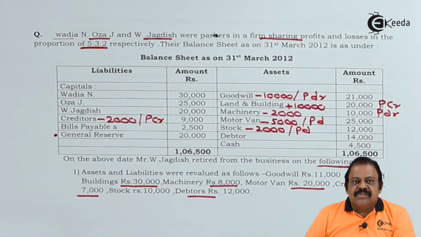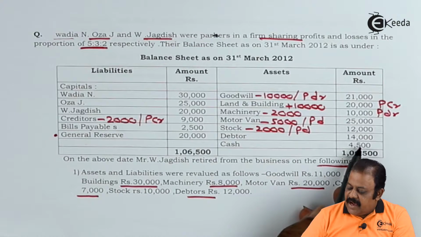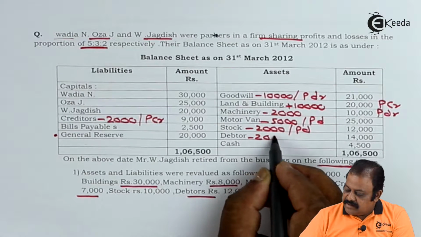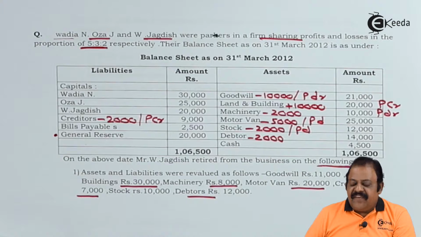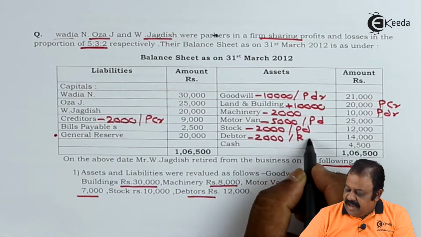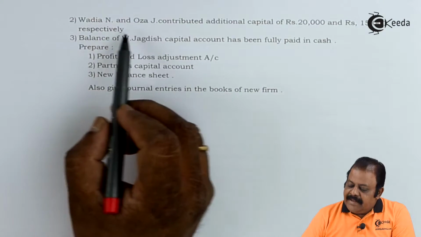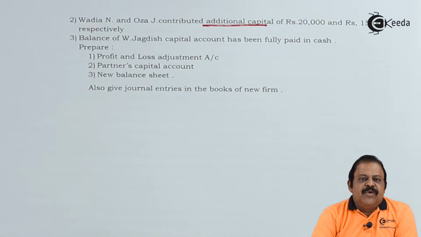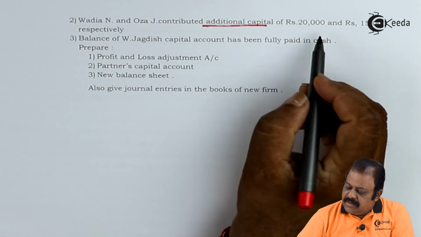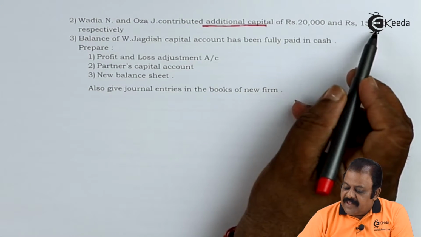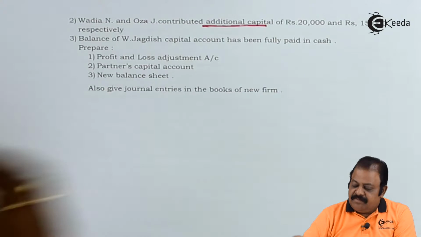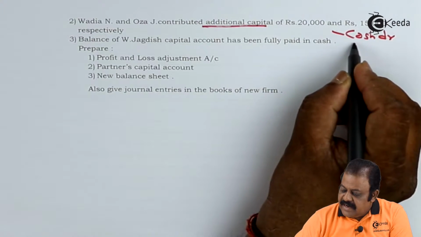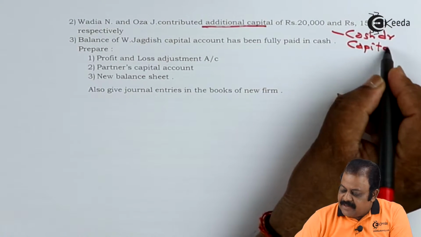Debtors 12,000. Here on the asset side we have debtors 14,000. It is reduced by 2,000. Second effect, revaluation account debit. Wadia and Oza contributed additional capital. This is a new adjustment. Here they have brought additional capital of 20,000 and 15,000 respectively. This will be debited to cash account and credited to their respective capital accounts.